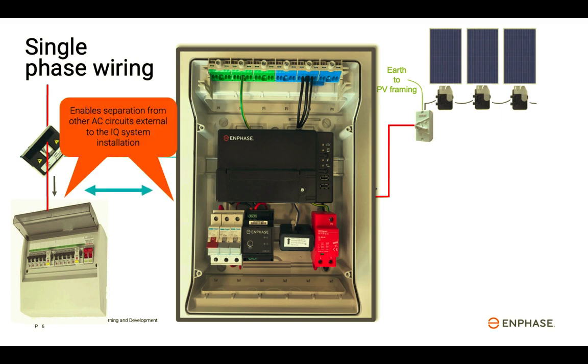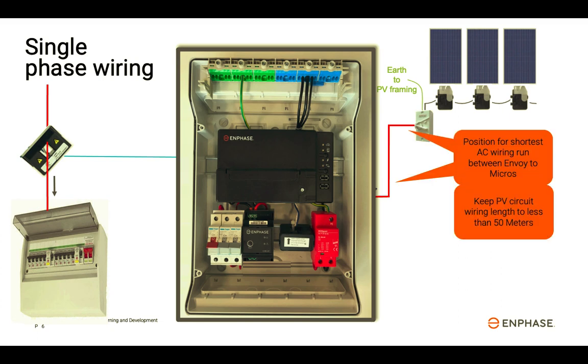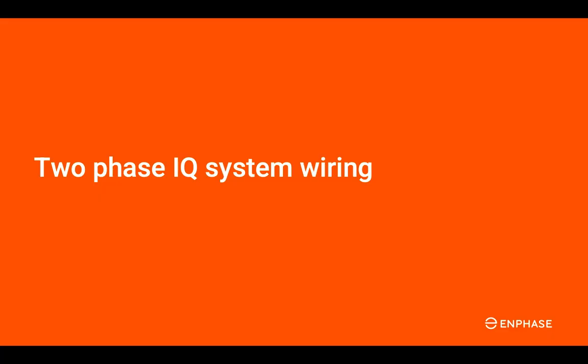The solar subboard can aid your installation by being positioned closer to microinverters. InPhase recommends to keep your solar circuit wiring length to less than 50 meters between the Envoy and the microinverter system. Let's have a look at two-phase IQ system wiring.